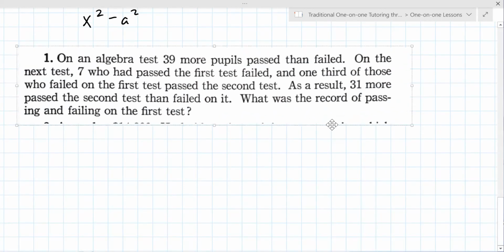Okay, now, algebra test: 39 more pupils passed than failed. On the next test, 7 who had passed the first test failed. And 1/3 of those who failed on the first test passed the second test. As a result, 31 more passed the second test than failed on it. What was the record of passing and failing on the first test?